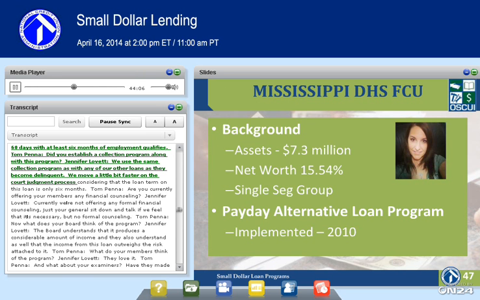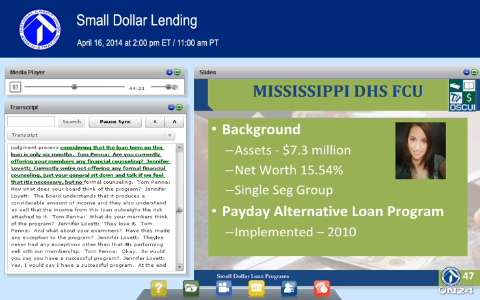Did you establish a collection program along with this program? We use the same collection program as with any of our other loans. As they become delinquent, we move a little bit faster on the court judgment process, considering that the term on this loan is only 6 months. Are you currently offering your members any financial counseling? Currently, we're not offering any formal financial counseling, just your general sit down and talk if we feel that it's necessary, but no formal counseling.